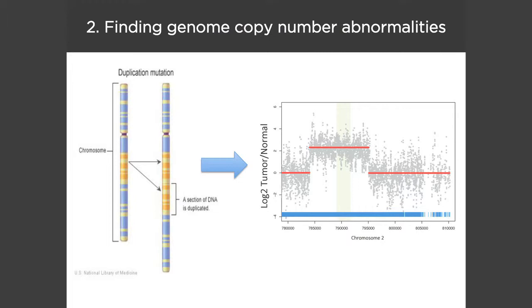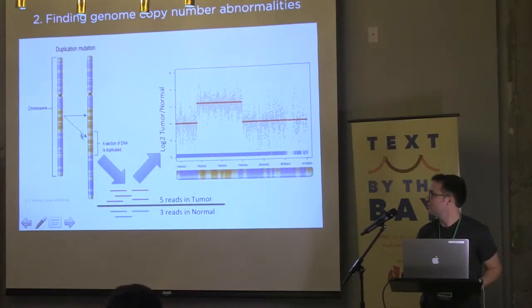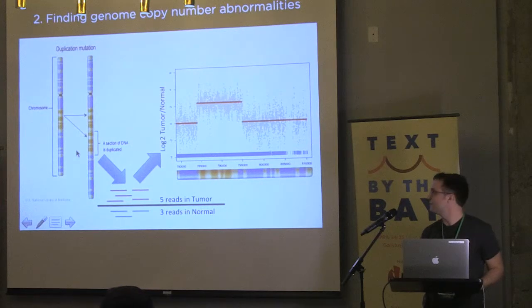I mentioned copy number alterations. This is the second thing in DNA that we look for. So this is when, for example, you have in one of your chromosomes, a chunk of that chromosome is just duplicated. It's there twice instead of once.